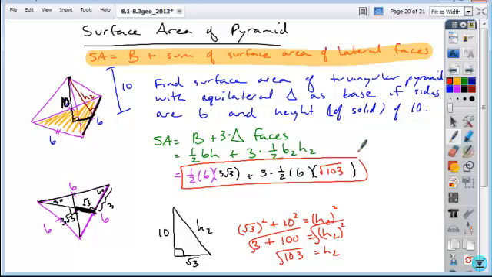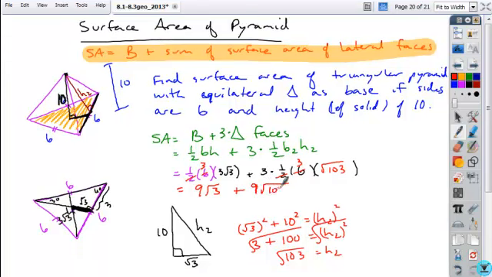Okay, now, as you go through to calculate this, we can simplify it a little bit further. Half of 6 is 3. 3 times 3 gives us 9√3. Here, half of 6 is 3. 3 times 3 is again 9, times √103. The units are unnamed, so it's square units. We are still dealing with a surface area, or a two-dimensional area.